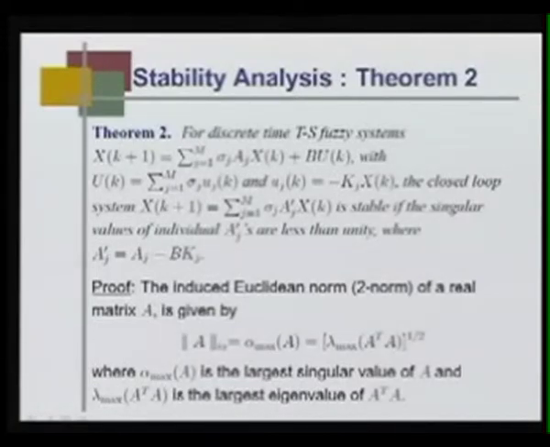Okay. So, here the proof: the induced Euclidean norm, or second norm, of a real matrix A is given by the maximum singular value of the A matrix. And what is that? The maximum singular value of A is computed as the maximum eigenvalue of A transpose A, taking the square root. So, I compute the maximum eigenvalue of A transpose A and take the square root, then I find the maximum singular value of A, where alpha max of A is the largest singular value of A and lambda max of A transpose A is the largest eigenvalue of A transpose A.